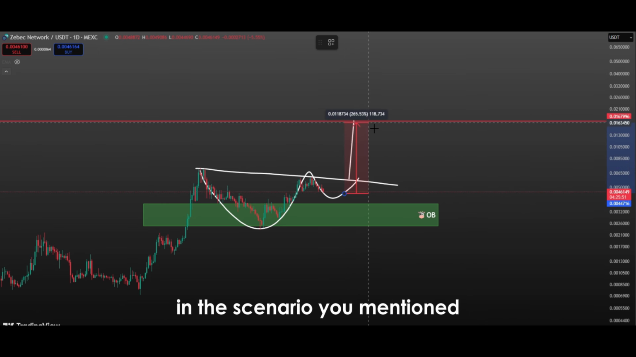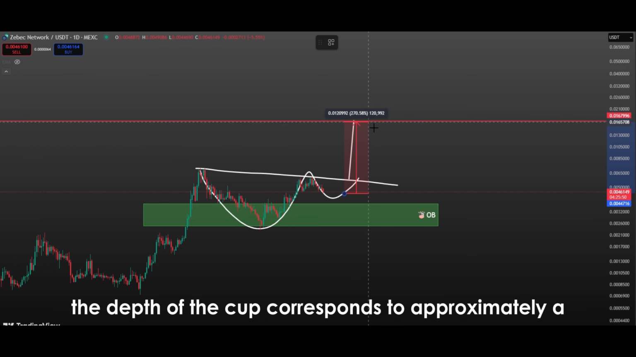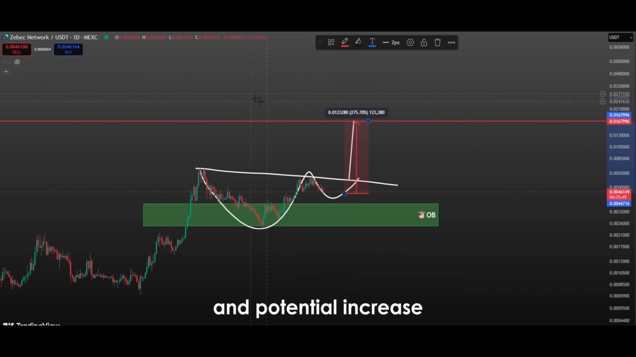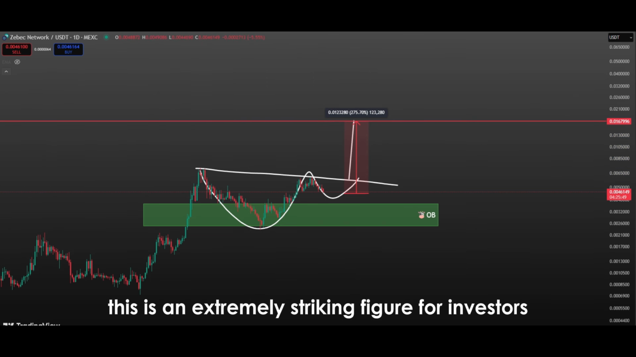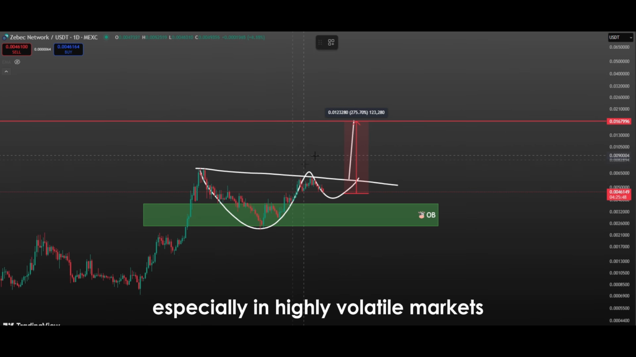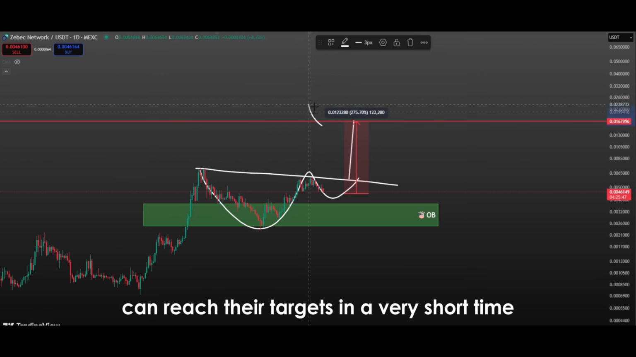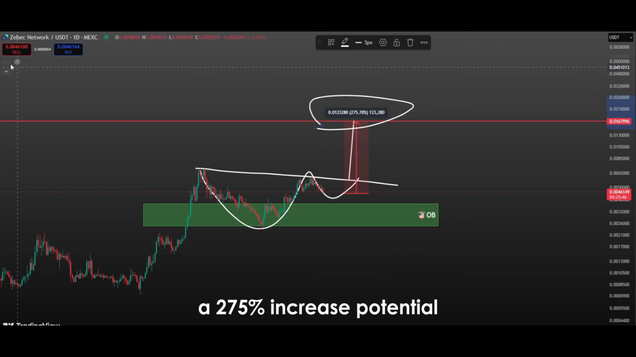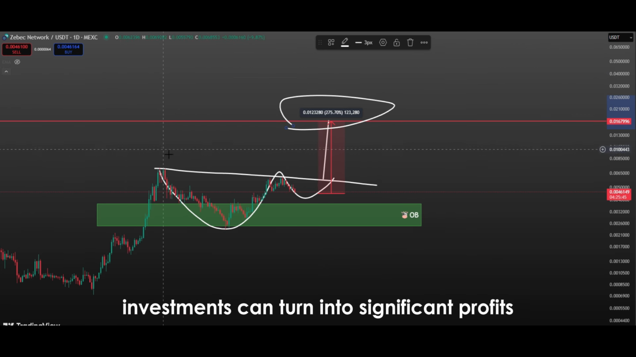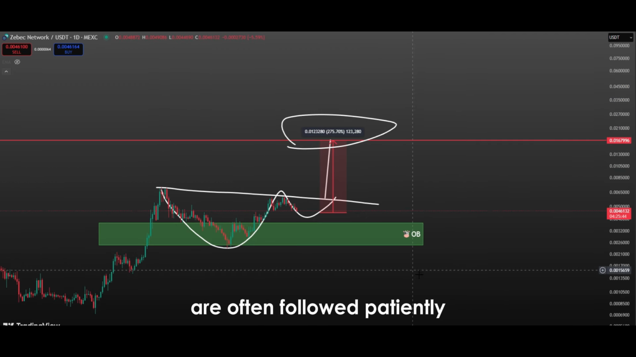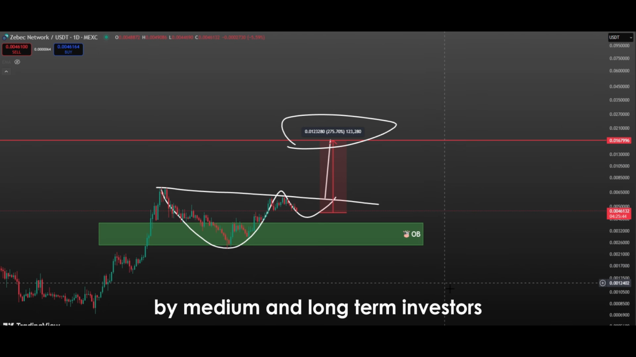In the scenario you mentioned, the depth of the cup corresponds to approximately a 275% potential increase. This is an extremely striking figure for investors because such formations, especially in highly volatile markets, can reach their targets in a very short time after a breakout. A 275% increase potential shows that even small investments can turn into significant profits. This is why cup and handle formations are often followed patiently by medium and long-term investors.